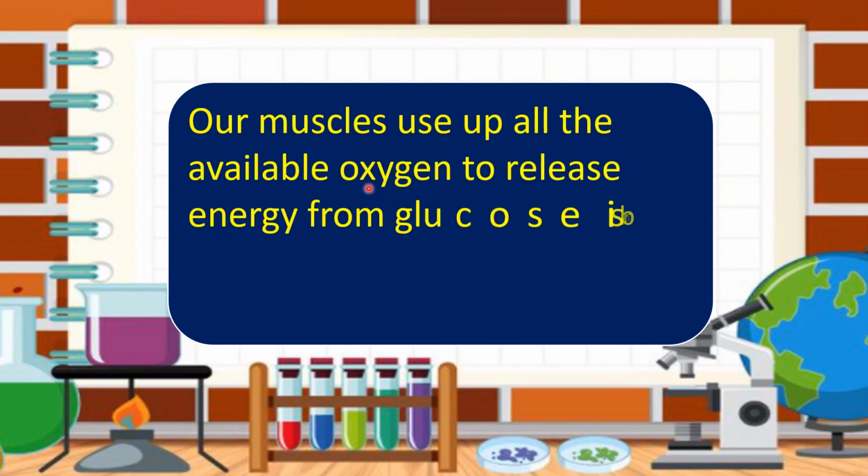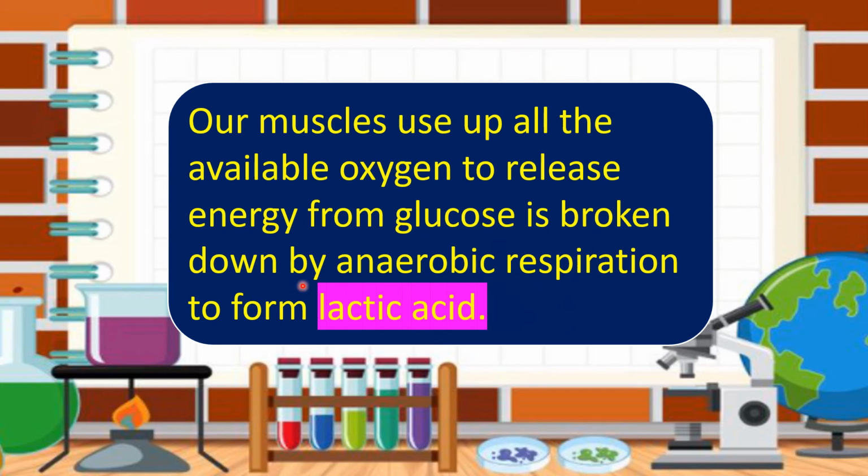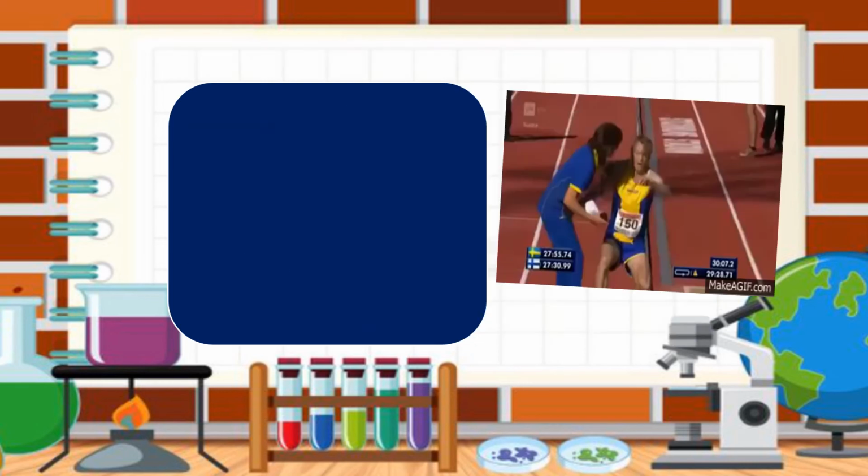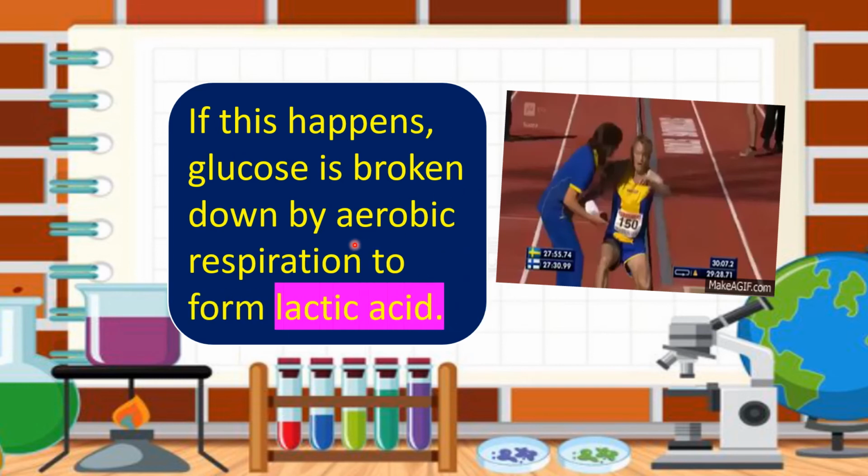Okay, our muscles use up all the available oxygen, so glucose is broken down by anaerobic respiration to form lactic acid. Again, if we have these extreme activities, we don't have enough oxygen, so we have this anaerobic respiration, and it will form lactic acid. So what is the effect of lactic acid in our body? As you can see, this particular athlete keeps on running and then suddenly feels muscle cramps. Muscle cramps are the effect or result of anaerobic respiration because it forms lactic acid.